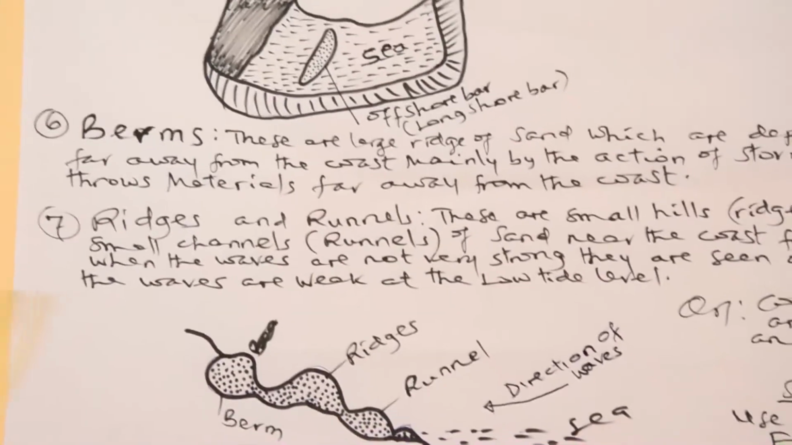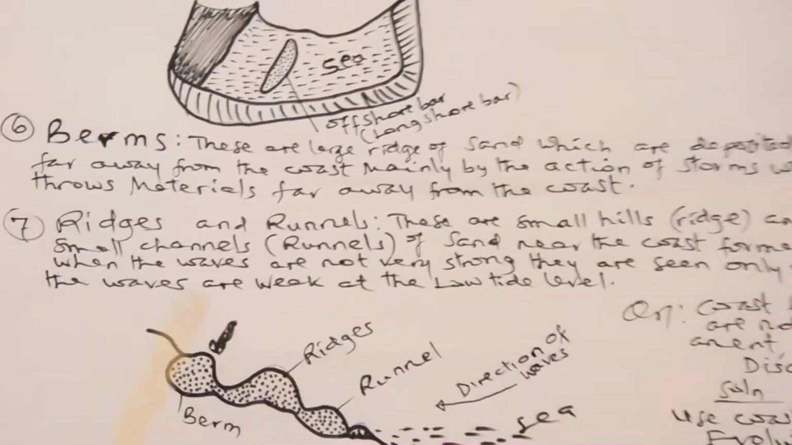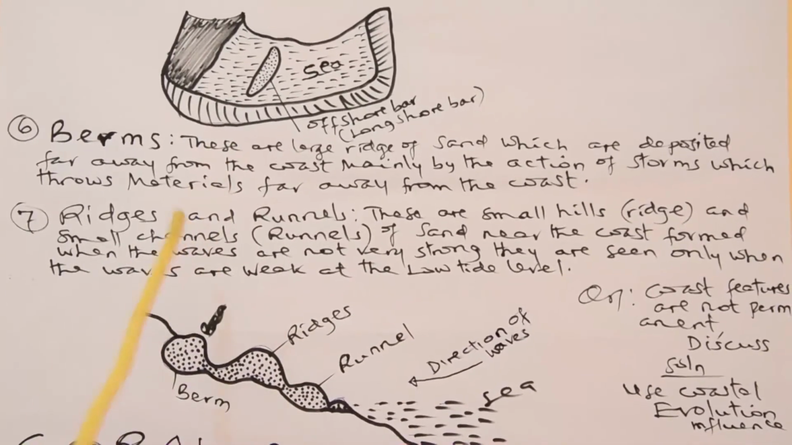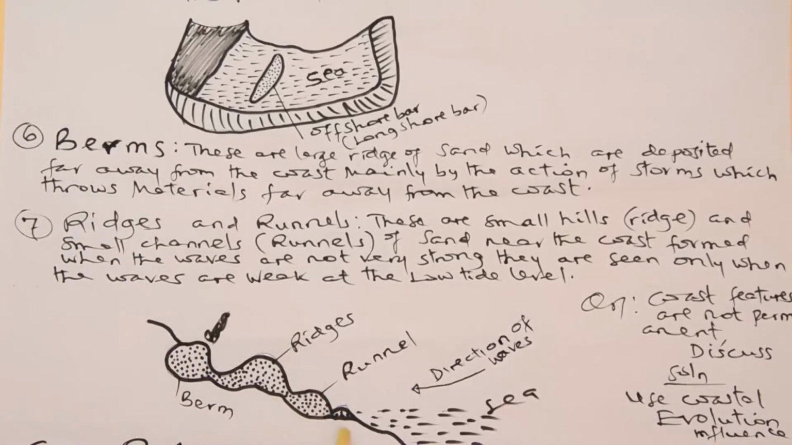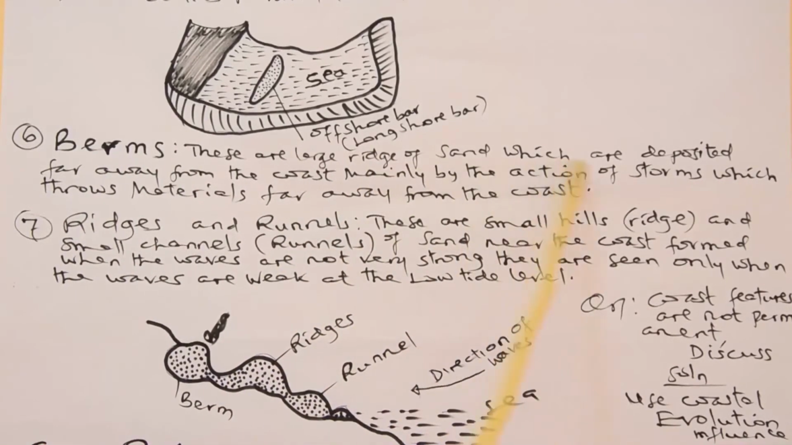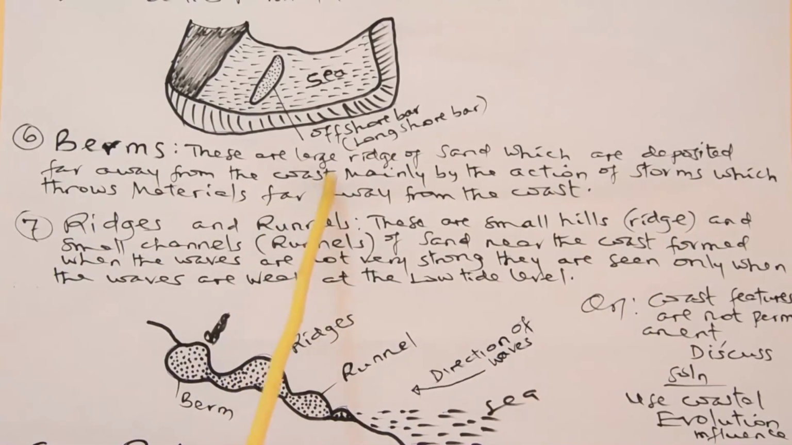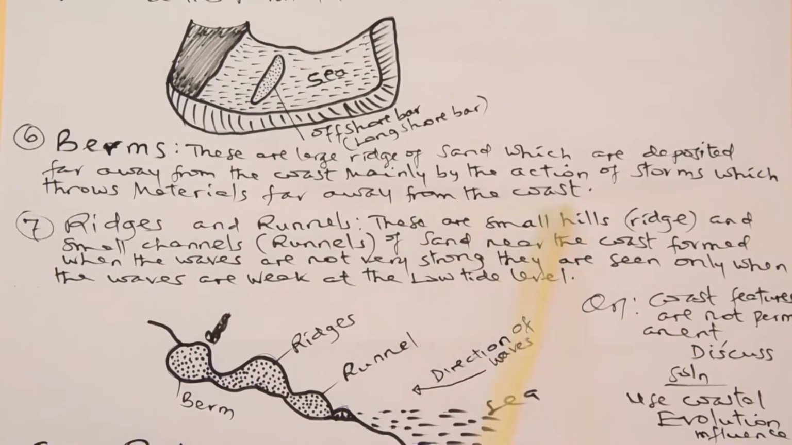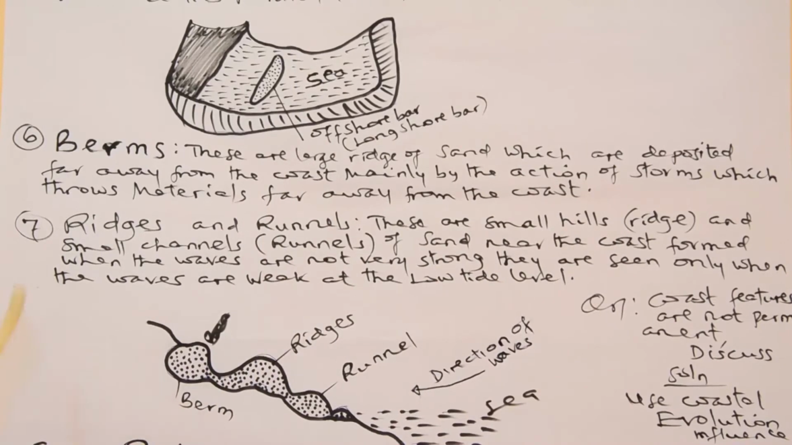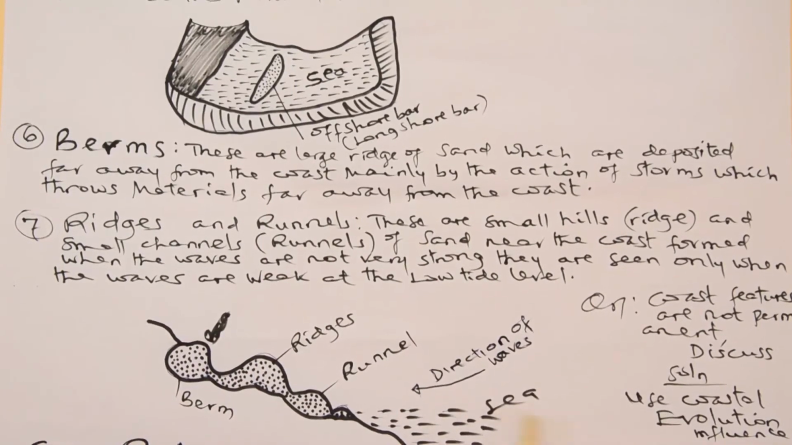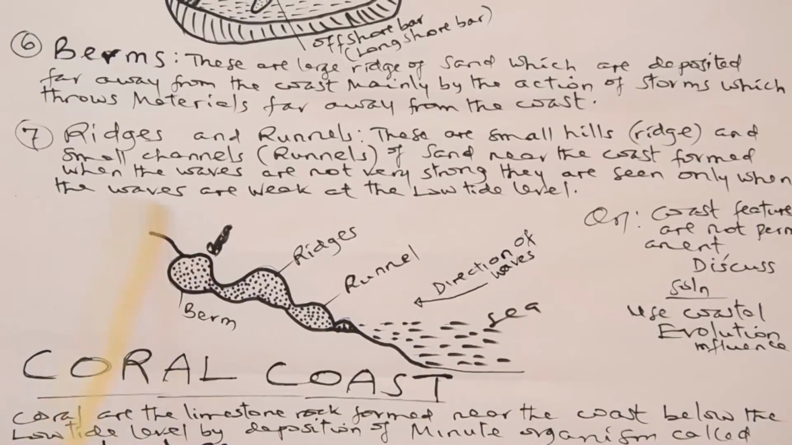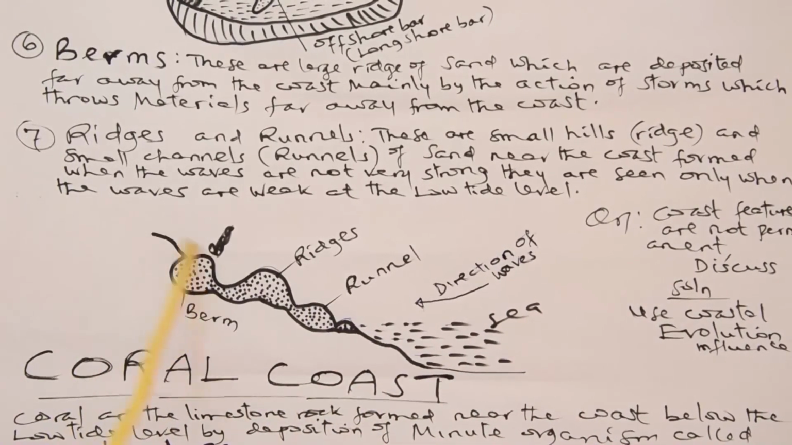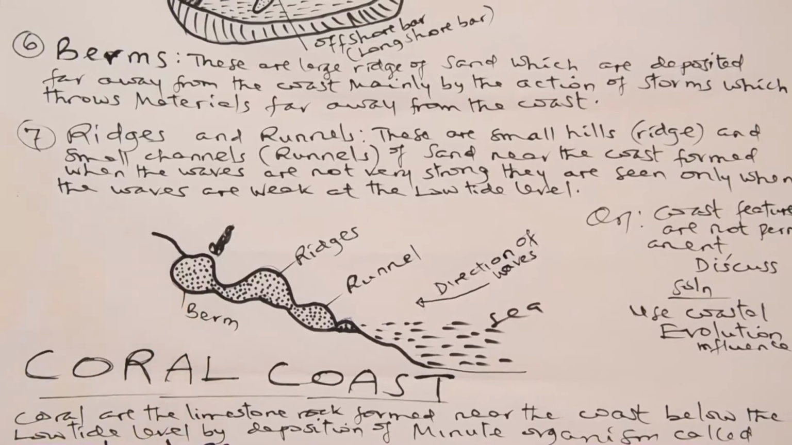Dear students, let's describe another deposition feature caused by wave action, which is called the beam. These are larger ridges of sand which are deposited far away from the coast, mainly by the action of storms which throw materials far away from the coast. For instance, waves caused by a tsunami can throw materials far away and deposit them. This is called the beam.